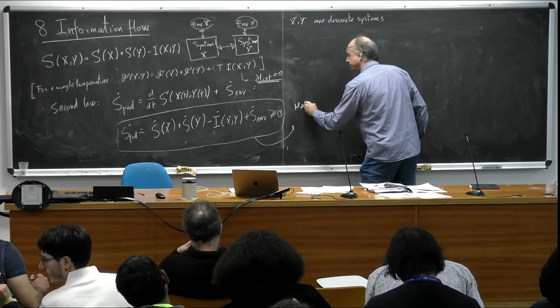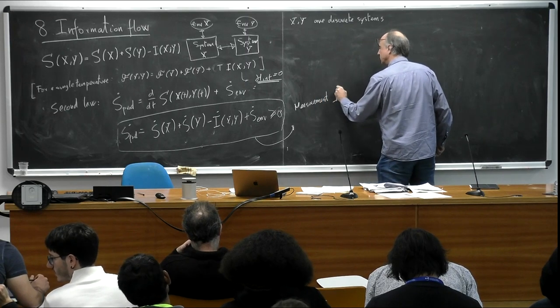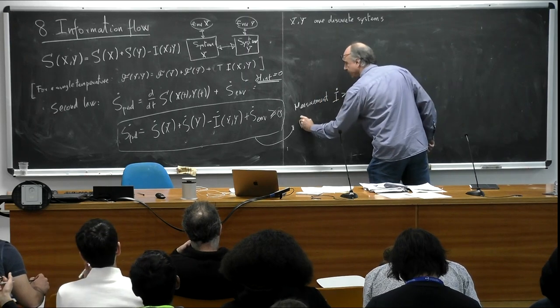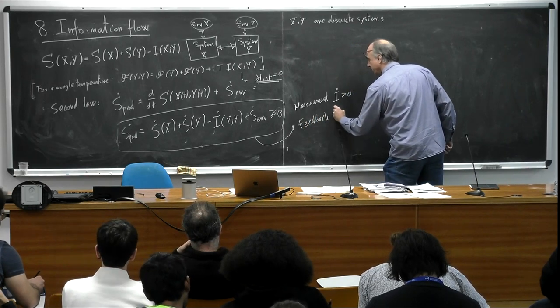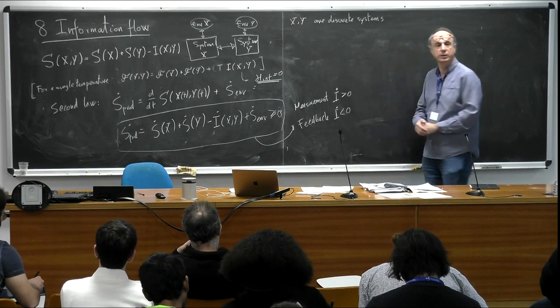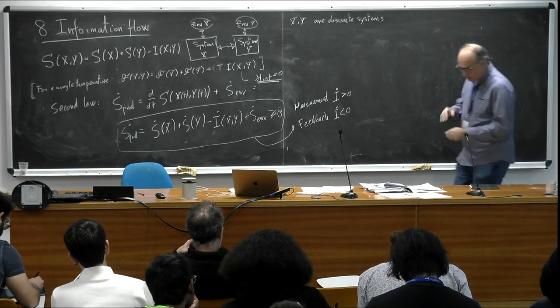Measurement increases I, and feedback decreases I, the mutual information. And this is the whole story somehow.